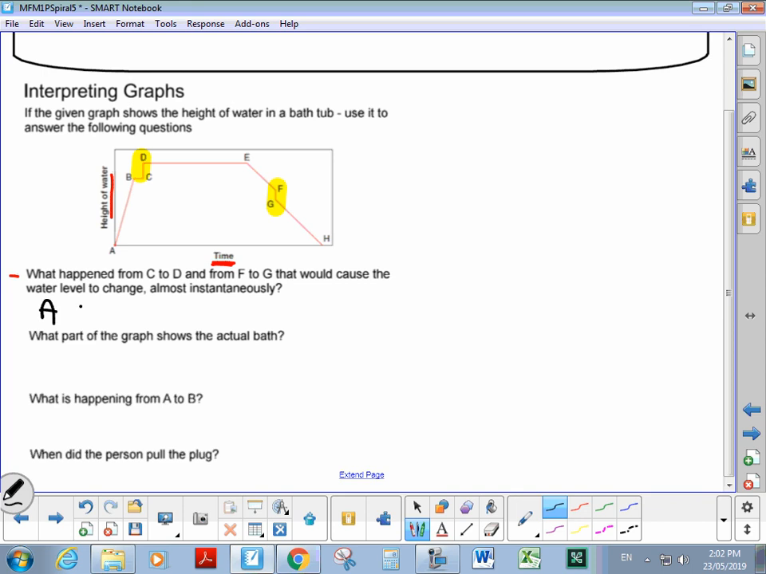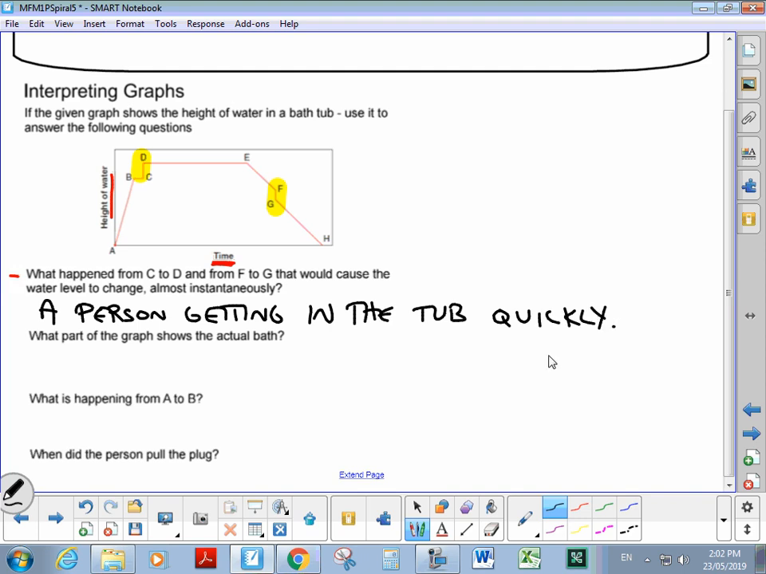A person getting in the tub quickly. If you just drop yourself into the tub very fast, the water level will shoot right up. Will it ever be a perfectly vertical situation? Probably not, because you're not going to do it in 0 seconds. But for the purposes of this example, it would be almost instantaneous here. So if you get into the tub very, very fast.